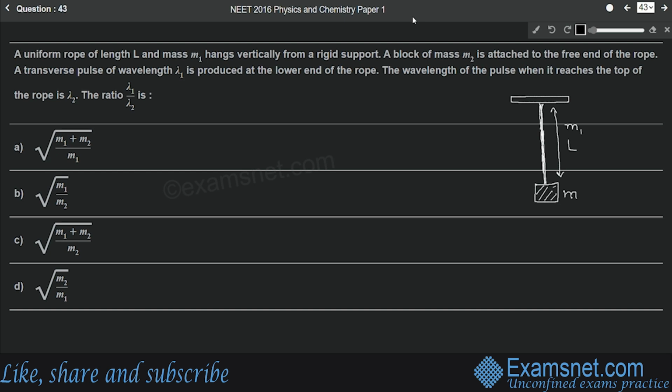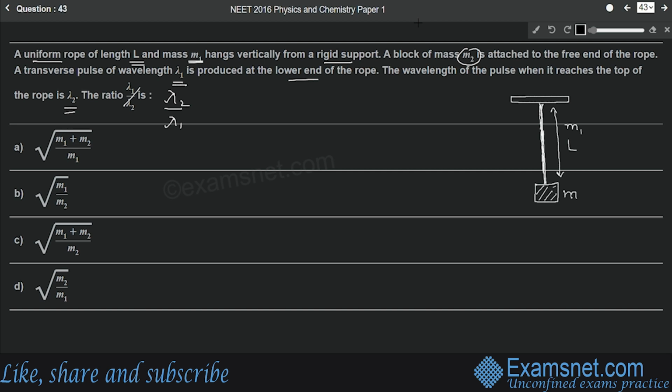Question number 43 is from the chapter Waves, and the question is: a uniform rope of length L and mass m1 hangs vertically from a rigid support. A block of mass m2 is attached to the free end of the rope. A transverse pulse of wavelength lambda 1 is produced at the lower end of the rope. The wavelength of the pulse when it reaches the top of the rope is lambda 2. Then the ratio lambda 1 by lambda 2 is, actually the question was the ratio lambda 2 by lambda 1. So this is the correct question. There is a printing mistake here.